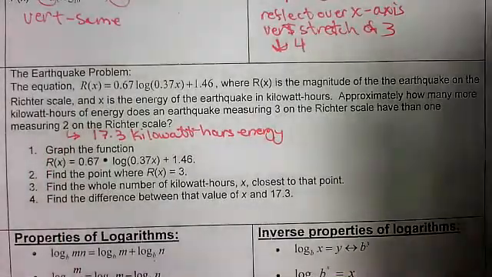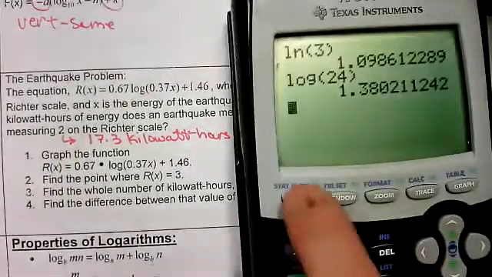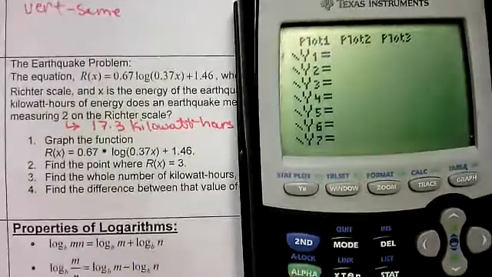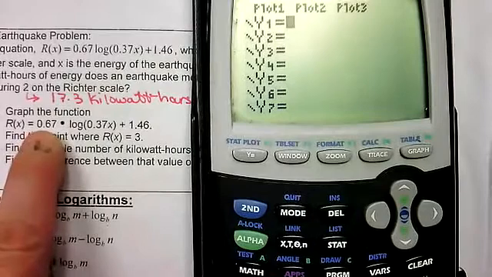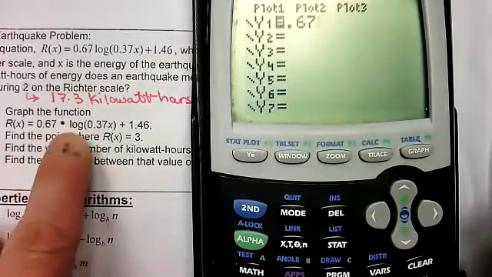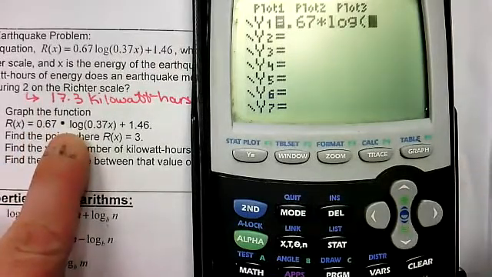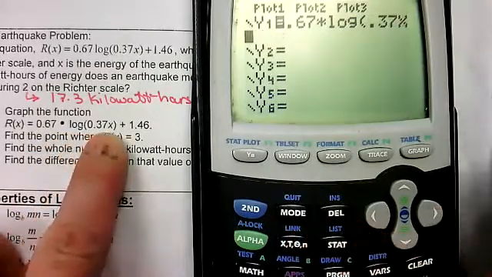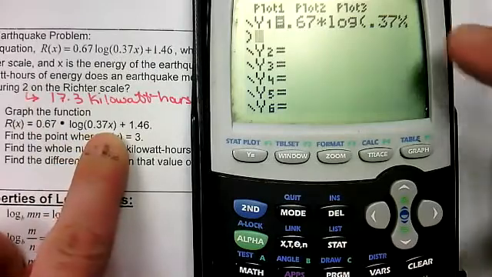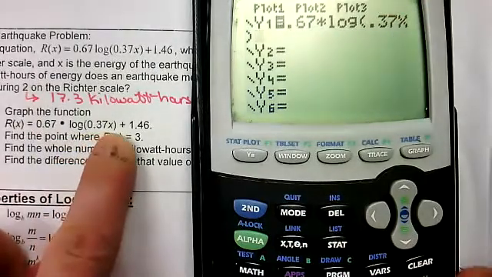So the very first thing that we are going to do is graph our function. Okay, so I'm just going to graph this function here. So 0.67 times log 0.37x, close my parenthesis, that's important because otherwise it'll take the log of everything after that, plus 1.46.